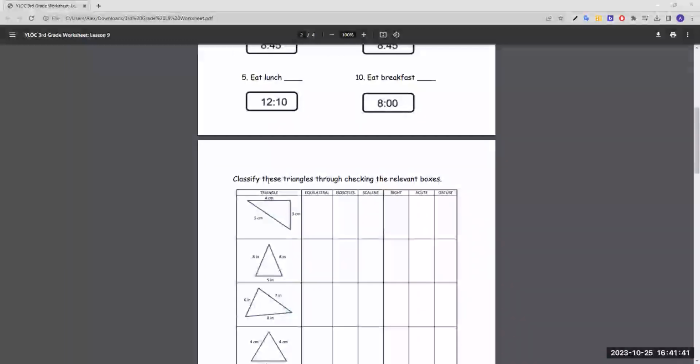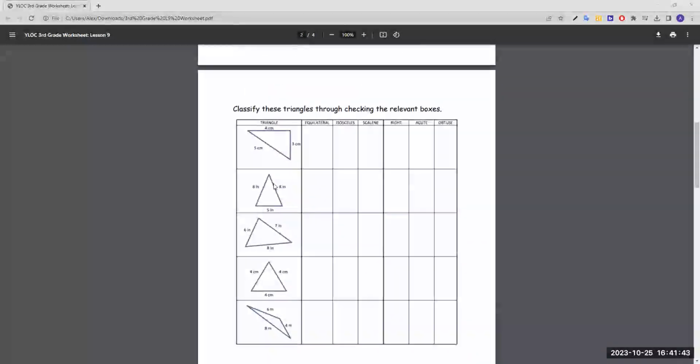Now, moving on to classifying these triangles through checking the relevant boxes. So to define it by sides, equilateral has 3 equal sides, isosceles has 2 equal sides, and scalene has no equal sides. To define it by angles, right triangles have 1 angle equal to 90 degrees. Acute have all 3 angles less than 90, and obtuse has 1 angle above 90 degrees. So using this information, let's fill out this chart.